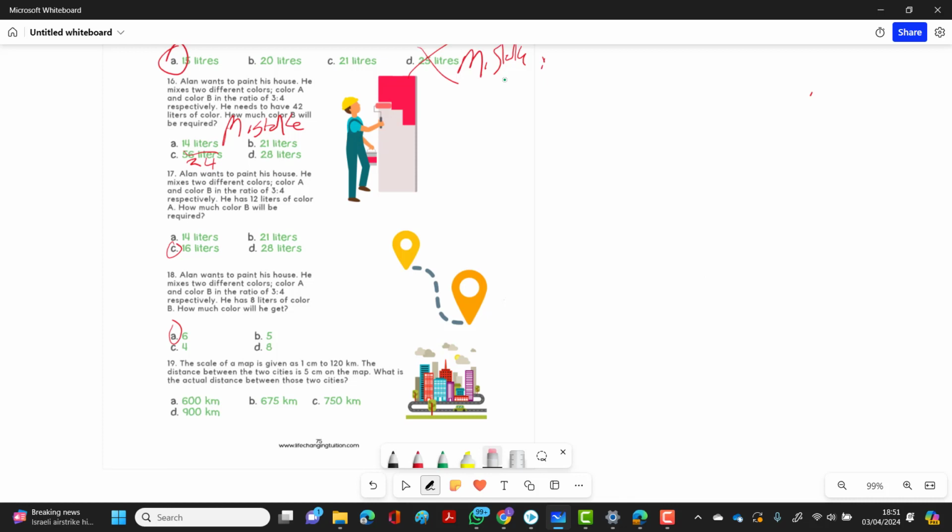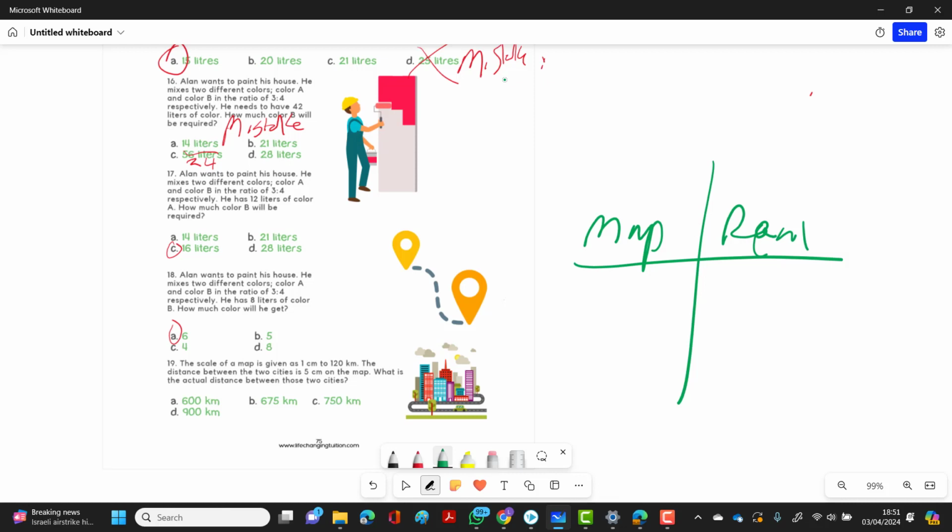So again, you've got map and real. 1 centimetre is 120 in real life, and the distance between two cities is 5 centimetres on a map. So what is the actual distance? Times 5 on the other side, 120 times 5, 600. So that gives you 8.